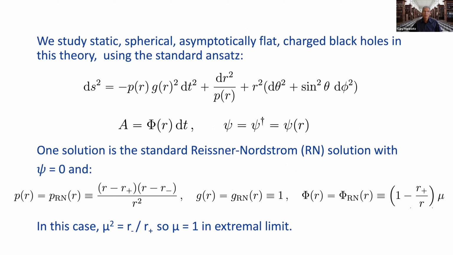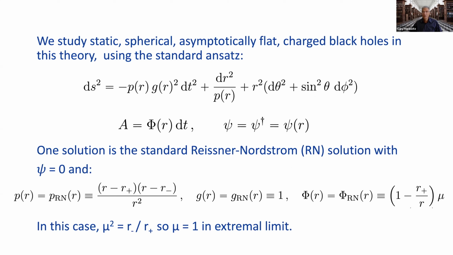So we're going to study static, spherical, asymptotically flat charged black holes using a standard ansatz. The metric will be spherically symmetric. There'll be two metric functions, which I'm calling P and G, both functions only of R. The vector potential will have only a time component, and I'll call that phi of R. And the scalar field, it turns out one can take it to be real. That's sort of a gauge choice. And I'll take it to be real and just write that as psi of R.